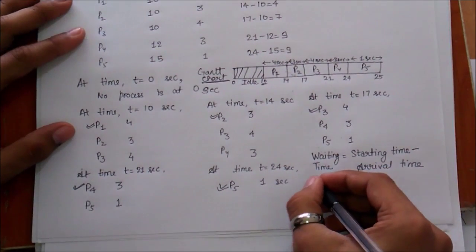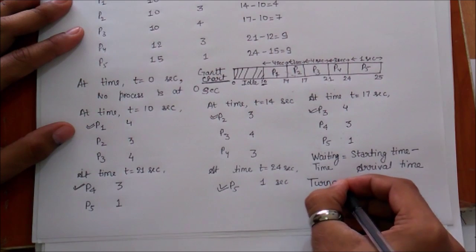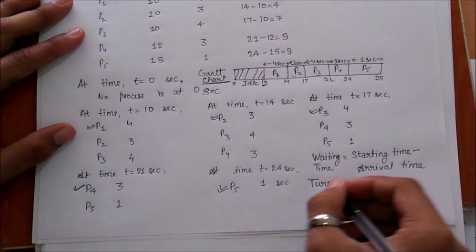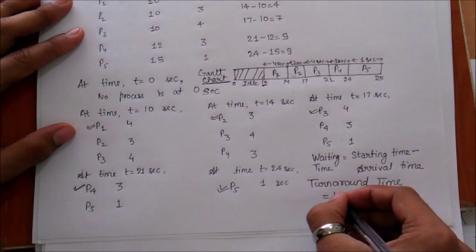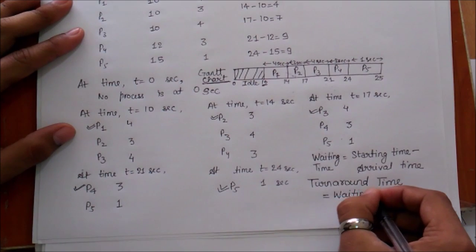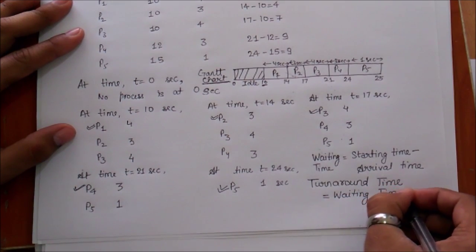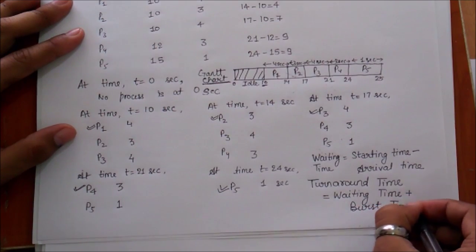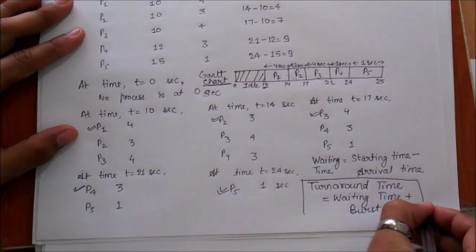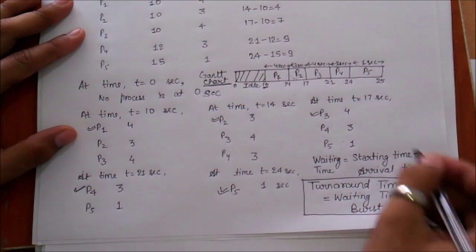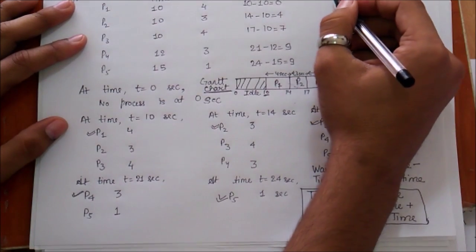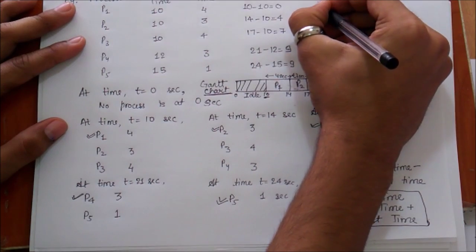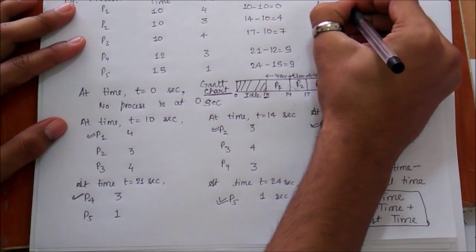Now we calculate the turnaround time. Turnaround time is calculated by adding up the waiting time and the burst time. So to calculate the turnaround of each process, we have to add up the burst time and the waiting time. For P1, the burst time is 4 and the waiting time is 0, so it comes out to be 4.